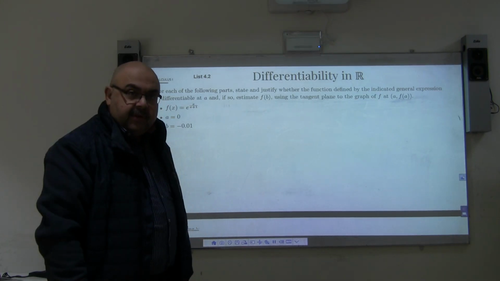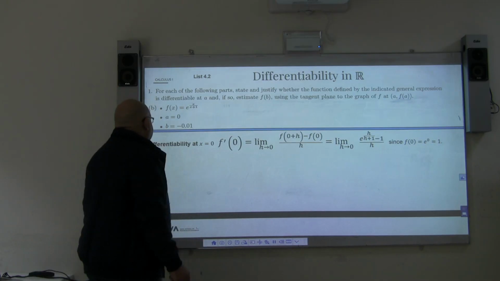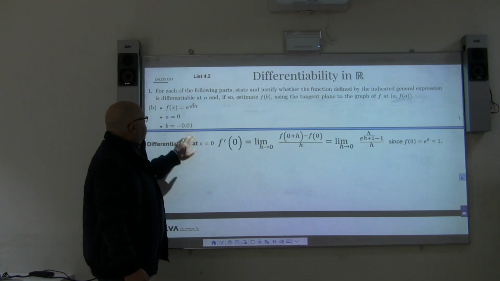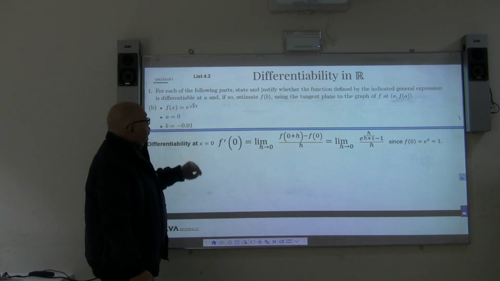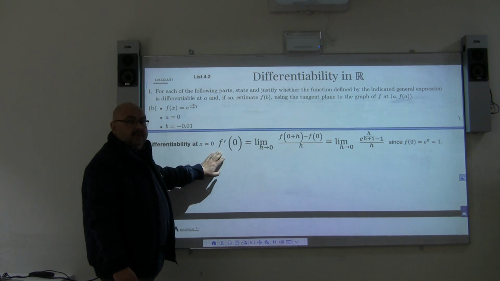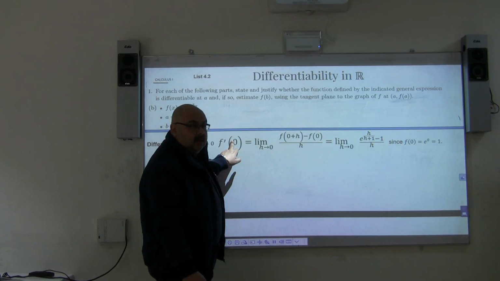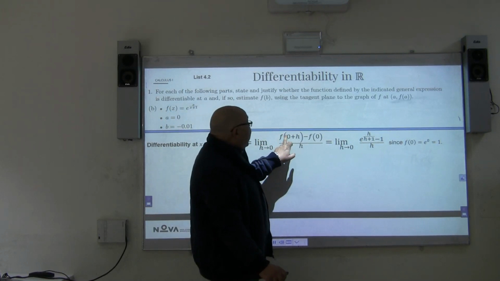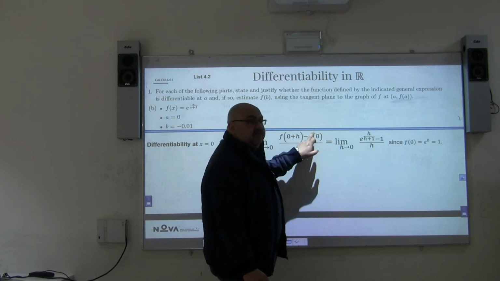Let's do it together, step by step. The first step, I will go through the following. I will have to discuss the differentiability at x equal to 0, since A is equal to 0. So how to do this? I will get back to the main law. The main law will state that f dash at A equals the limit h tends to 0 of f of A plus h minus f of A, divided by h.